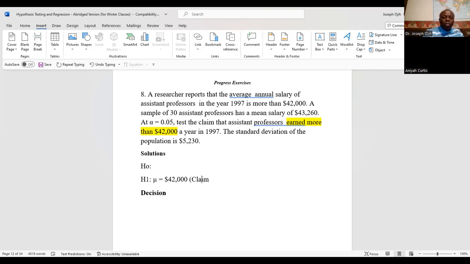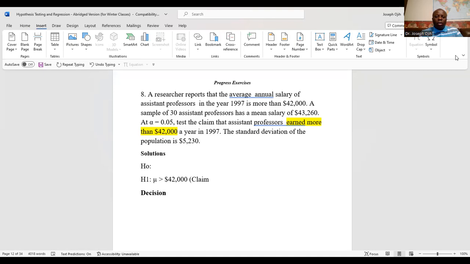And no, not equal. Let me see. It says mu is greater than 42,000. Because you can use greater than only in the alternative; we can use it only in the alternative. Now the null hypothesis states the opposite of that. The opposite would be less than, but we cannot use the less than symbol in the null hypothesis. You can only use less than or equal to. And that's what we're gonna use, less than or equal to, which is right here, 42,000.